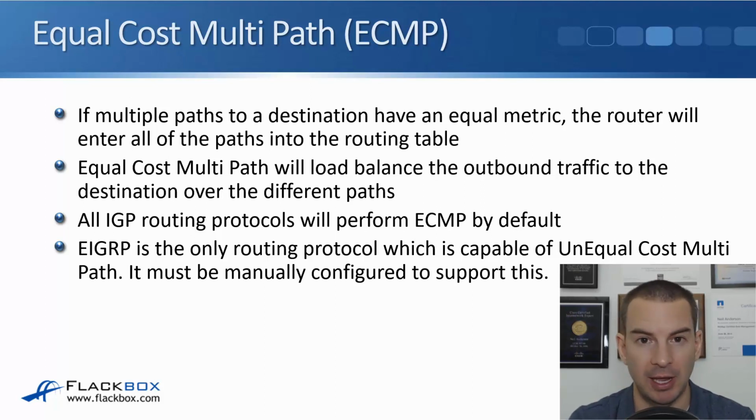So RIP will do it, IS-IS, EIGRP, OSPF, they will all do equal cost multipath by default, meaning if they learn multiple paths to get to the same destination and those paths have the same cost, and it's the best path, it will put them all in the routing table and load balance across all of those paths. EIGRP is the only routing protocol that can do unequal cost multipath. EIGRP will not do unequal cost load balancing by default, but it can do it if you manually configure it to do so.